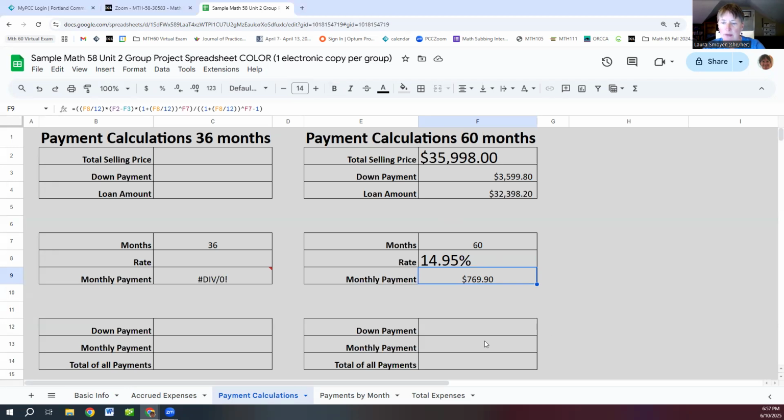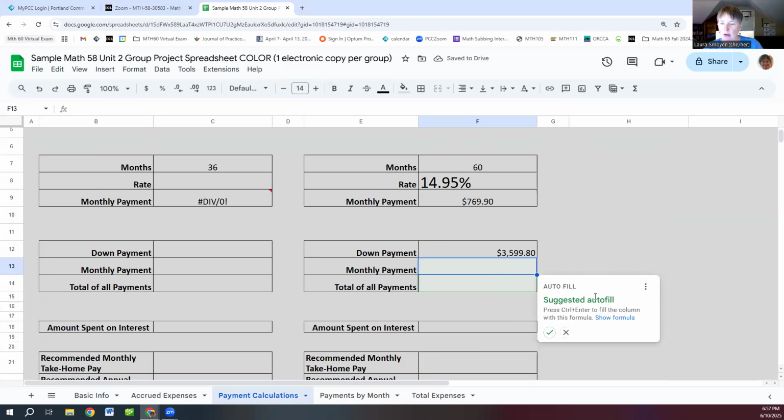All right, let's keep going. So it says down payment again. I could type it in again, or I can just put equals and click on the down payment that I already entered, and it will copy it right down there. That autofill is not what I want. So monthly payment, again, I press an equal sign and then click on the monthly payment that I already calculated. And now it wants to know the total of all payments.